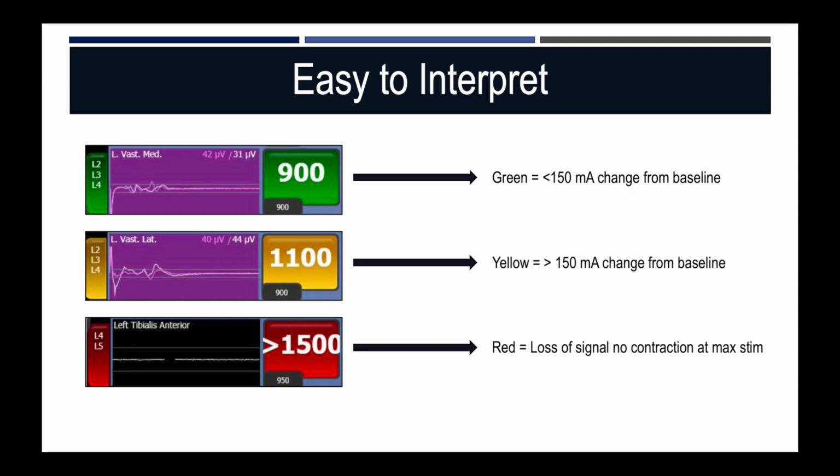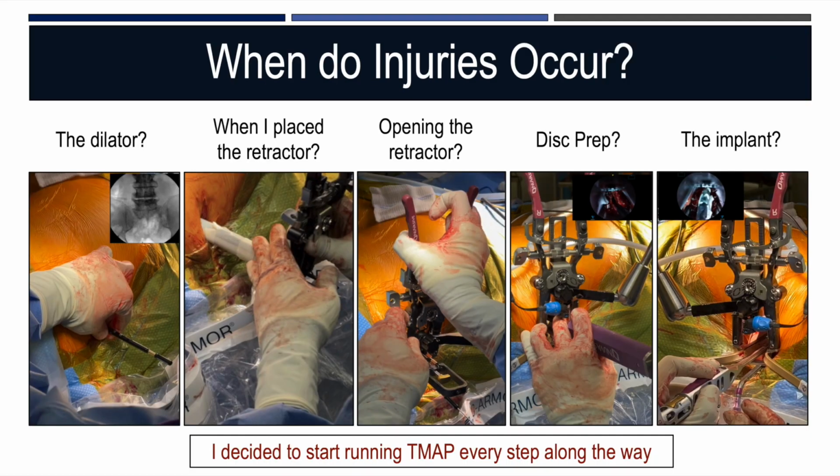TMAP is color-coded. Green means that any change is less than 150 milliamps. Yellow is a change greater than 150 milliamps. And red means there's a loss of signal with no contraction in the myotome. Current industry alert criteria is any change greater than 150, and we are working on a multi-center study to examine this threshold.